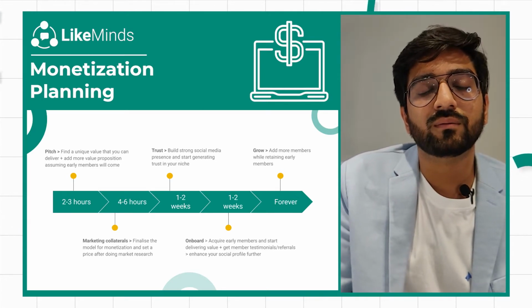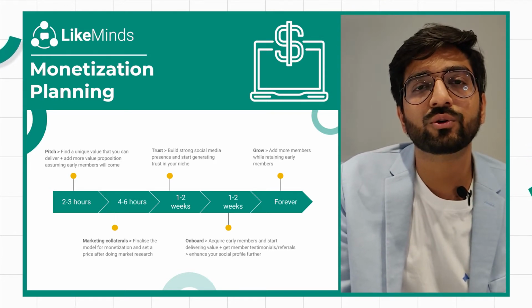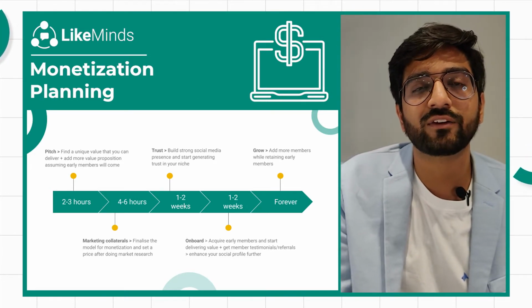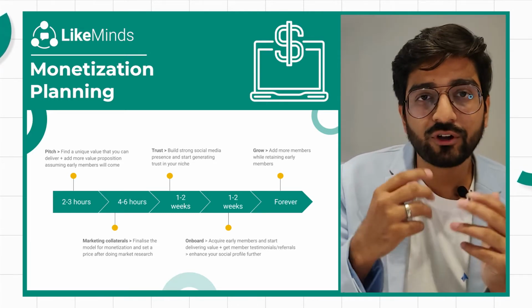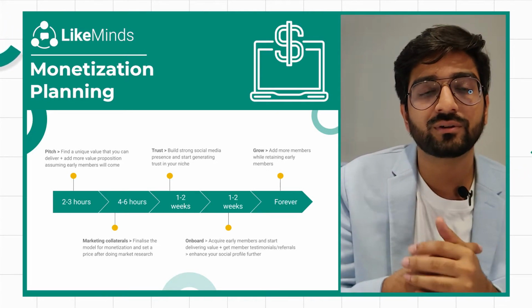So the first thing that you need to do before you start monetizing your community is to clarify the pitch. Now, your community pitch should have a unique value that you as a community manager can promise to all the members, all the future members, but more importantly, the early members of your community. So you need to find that unique value that you can offer, and then you can add some value, assuming that the early members will come and then they will be able to deliver value to the other members of the community. So creating the pitch should ideally take you 2 to 3 hours of time.